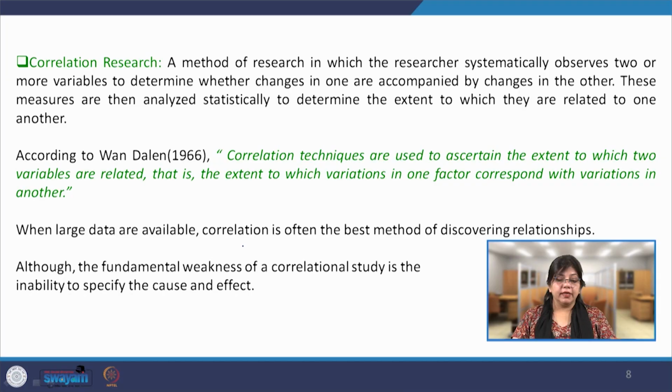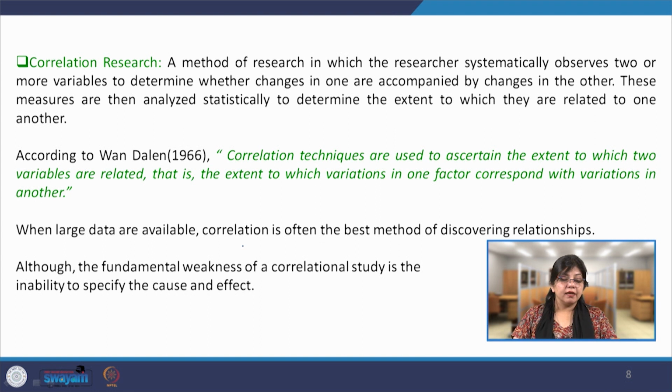According to von Dellen, correlation techniques are used to ascertain the extent to which two variables are related, that is, the extent to which variations in one factor correspond with variations in another. An increase in salary will lead to an increase in performance, or an increase in stress level will lead to a decrease in academic performance of the students. The percentage of increment in the stress level will lead to the same amount of decrement in the academic performance of the students. So, this enhances the cause-effect relationship.